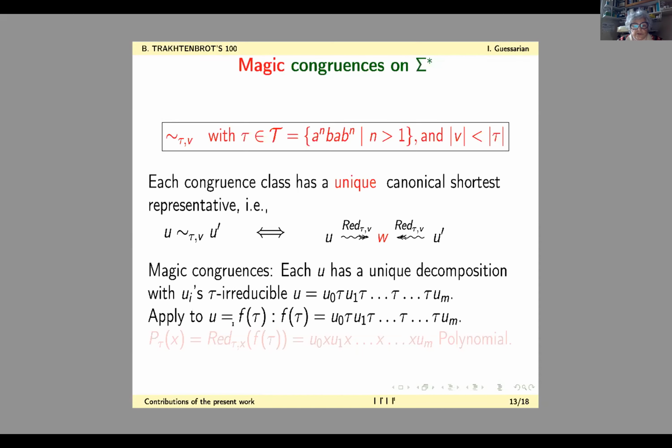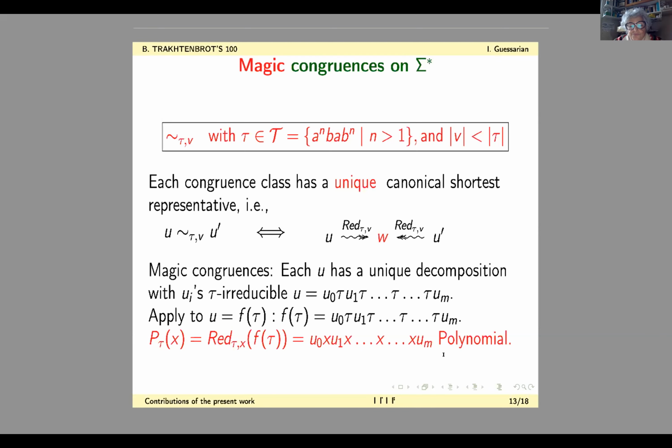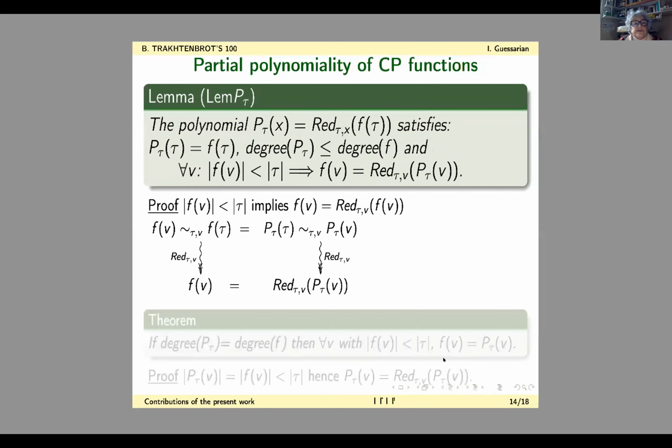And then what shall we do? We will reduce via the equivalence modulo tau V, tau to x. Basically, we replace taus here by x's, and the UIs are tau irreducible, so they won't move. This is a polynomial, a nice, good polynomial, and we'll see that it will help us with this polynomial.